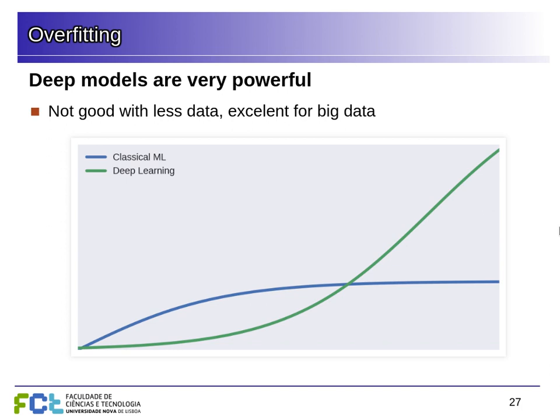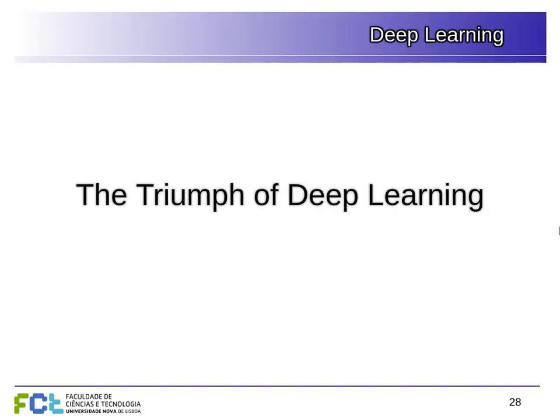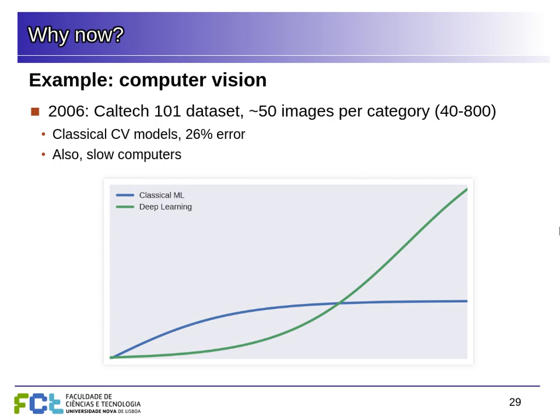But if we have enough data, then the kind of problems that we can solve with deep learning are way more complicated than the kind of problems we can solve with classical machine learning. So at some point, when we have enough data, then deep learning really starts to take off. And this is basically what happened around 2010 or something like that.